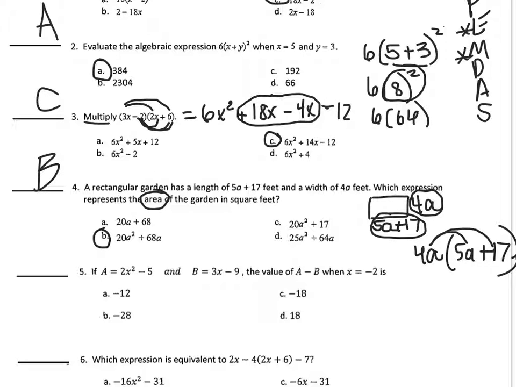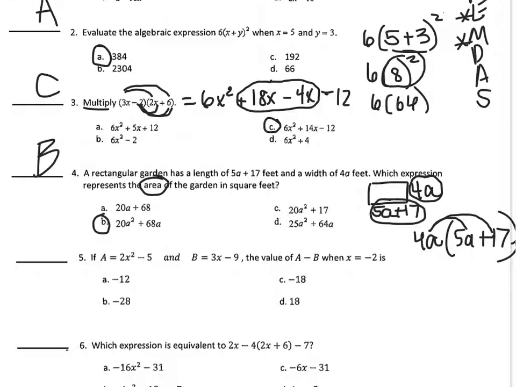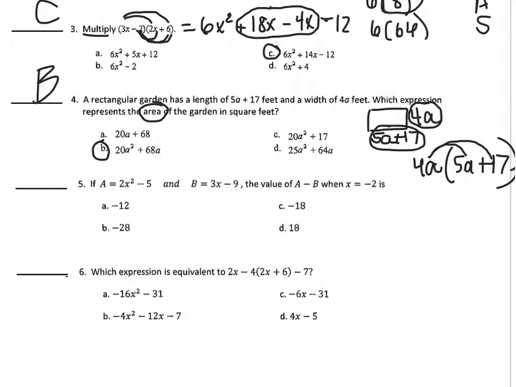Now number 5 is back from the beginning of Unit 1. You're basically being asked to take the value of A and subtract the value of B. However, A is an expression and B is an expression. So we have to evaluate these expressions first for when x equals -2. So first I'm going to evaluate A, replacing the x with the -2. I get 2 times -2 squared minus 5.